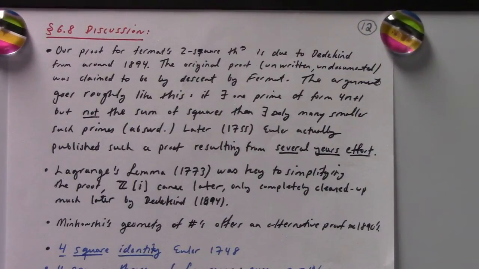So, basically, to recap, our proof for Fermat's two-square theorem is actually due to Dedekind from around 1894. The original proof was claimed by Fermat to be by descent. But it was only eventually written down by Euler, like I told you, after several years of effort. Then Lagrange's lemma came from Lagrange, in about 1773, trying to simplify the proof. He still had some complicated stuff, which Gauss cleaned up a bit. And then finally, a little bit later, Dedekind used everything that we've used put together, and made it really simple. So there's been a refining of this two-square theorem in successive levels of getting easier and easier and easier.